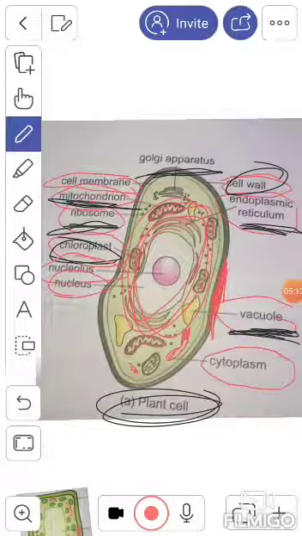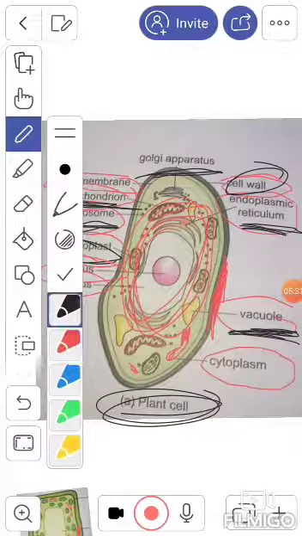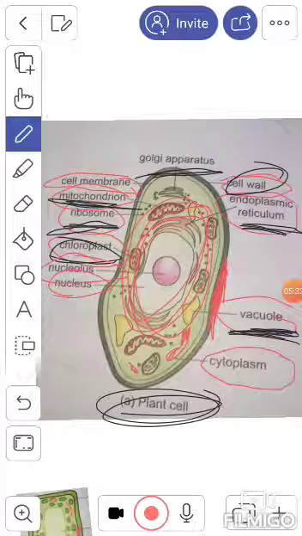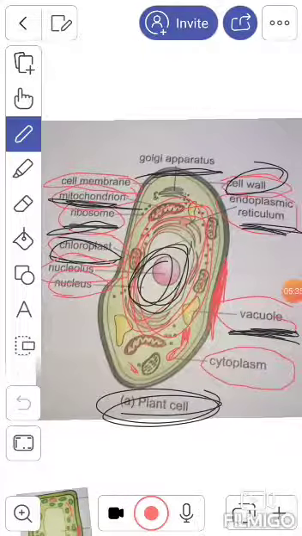Function of nucleus. It helps in the inheritance of characters from parents to the children. It acts as a control center for all the activities taking place in the cell. And nucleolus is the part of a nucleus. See, the small spherical body present inside the nucleus is called nucleolus.